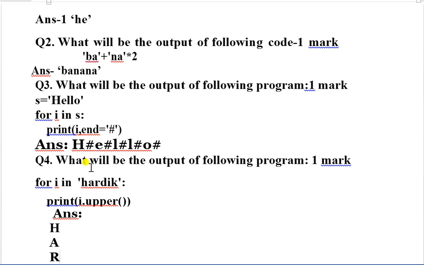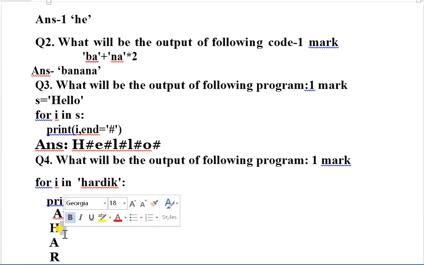Now question number 4: what will be the output of the following program? So this is the string, that is Hardik, and you have to convert it into uppercase. So upper is a function. Here I have not used the AND symbol, and there is only one print statement. Every print statement prints the character on the next line, so that every letter comes on a new line. So this is the answer.